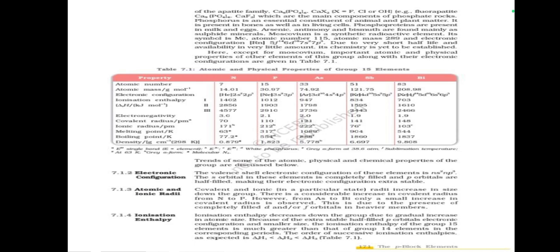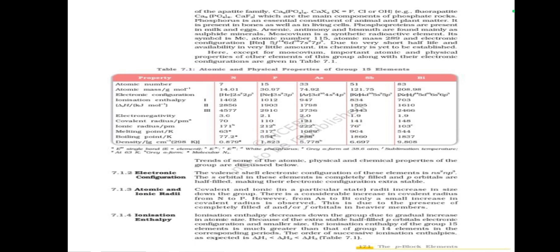Atomic and ionic radii. Covalent and ionic radii in a particular state increase in size down the group. There is a considerable increase in covalent radius from N to P, but from As to Bi only a small increase in covalent radius is observed. This is due to the presence of completely filled d and f orbitals in heavier members.